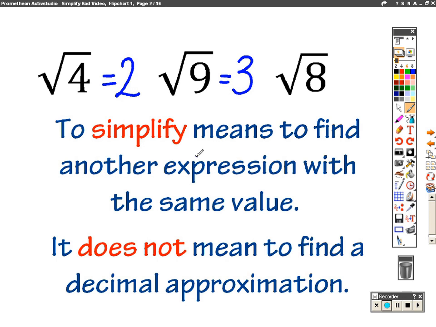Well, when it's time to simplify a radical, it doesn't mean to grab a calculator and start typing buttons in and screaming out some random decimal. What it does mean is to find another expression that has the exact same value. So when you're asked to find the square root of 8, instead of jumping up and typing buttons, why don't we try to simplify this radical a little nicer?